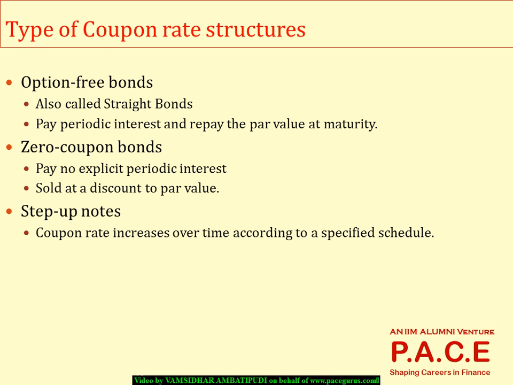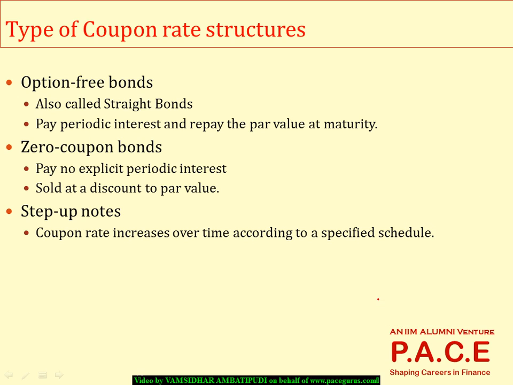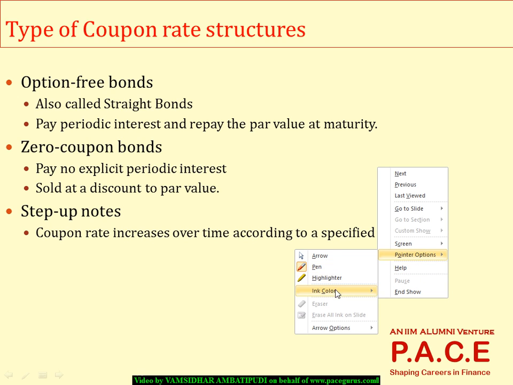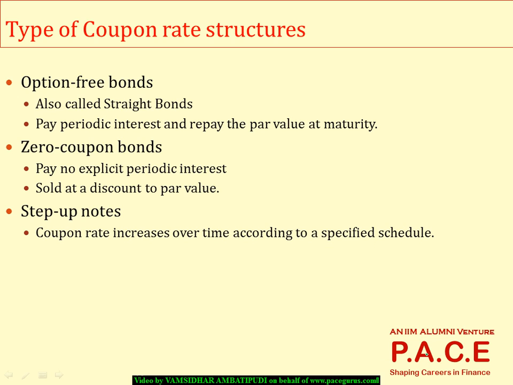Now again, with respect to coupons, we can talk about various structures. The most common structure is the zero coupon bond, which means they don't pay anything in between. Everything is paid only on maturity. No regular payments, just like your fixed deposits. In a fixed deposit also it's the same situation. If you have deposited some money today, nothing is paid in the middle, right? Everything is paid only on maturity.